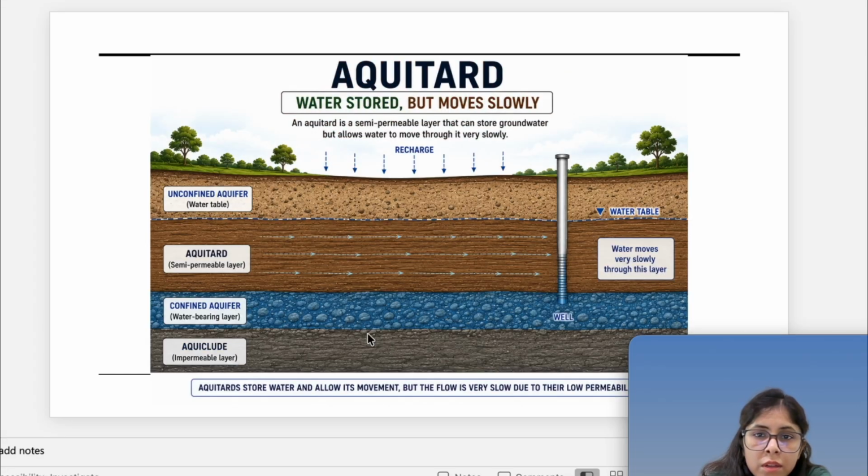Now we see what an aquitard is. Aquitards are also geological formations. These are porous but low porous. Porosity is there, but it's low. Even permeability is there.